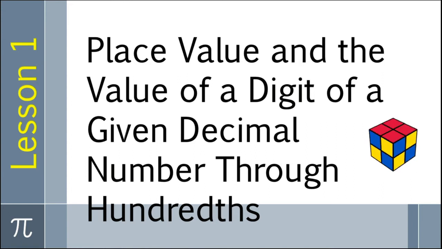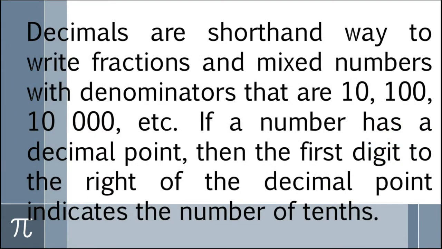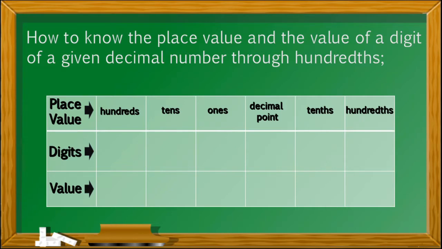Okay, lesson number 1. Place value and the value of a digit of a given decimal numbers through hundredths. Decimals are shorthand way to write fractions and mixed numbers with denominators that are 10, 100, 10,000, etc. If a number has a decimal point, then the first digit to the right of the decimal point indicates the number of tenths. So how to know the place value and the value of a digit of a given decimal numbers through hundredths? Let's say mga example, 2 and 14 hundredths.